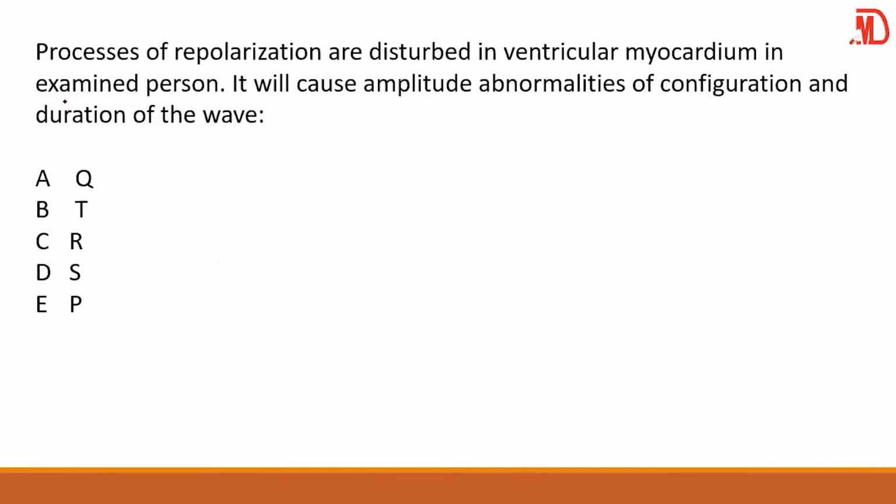Now, the processes of repolarization are disturbed in particular myocardium in an examined person. It causes amplitude abnormalities of configuration and duration of the wave. The question is, which one of these waves has to do with repolarization? Repolarization. Now, on ECG, you must know that the T waves represent the repolarization of the ventricles. The repolarization of the ventricle.